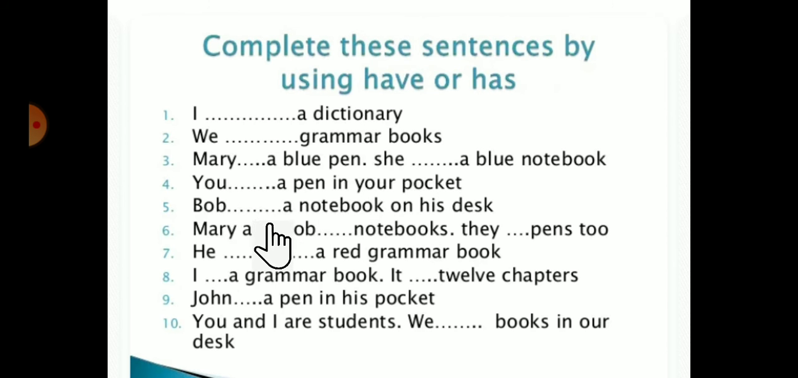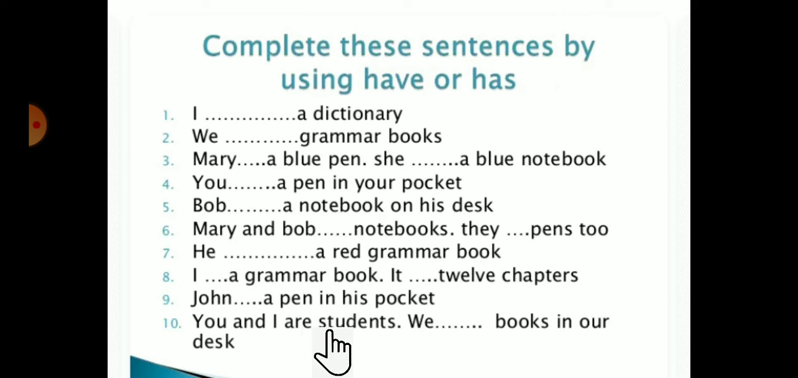Okay, Bob has a notebook on his desk. Okay, Mary and Bob have notebooks. They have pens too. Okay, he has a red grammar book. Okay, I have a grammar book. It has 12 chapters. Fine. Another ninth one. John has a pen in his pocket.